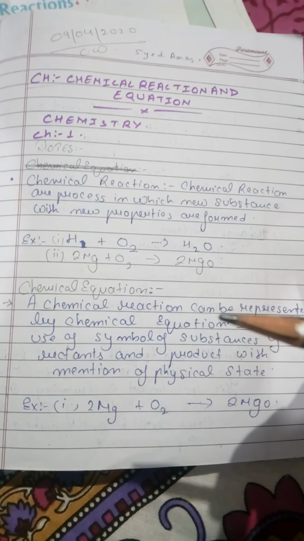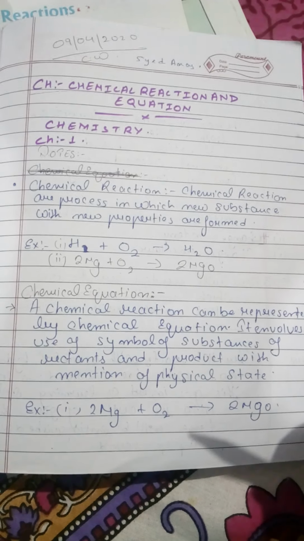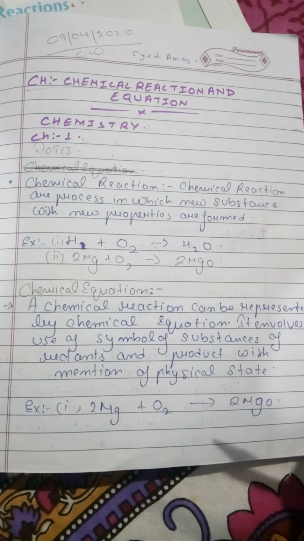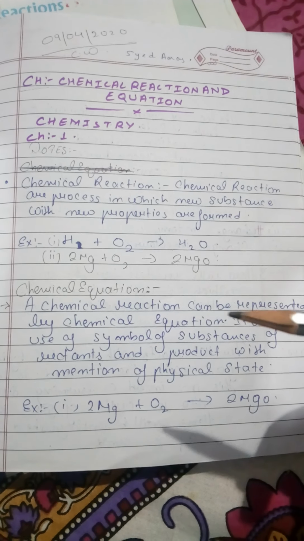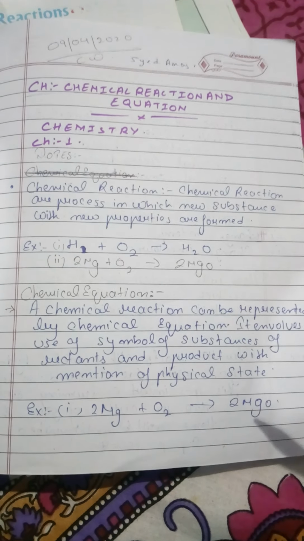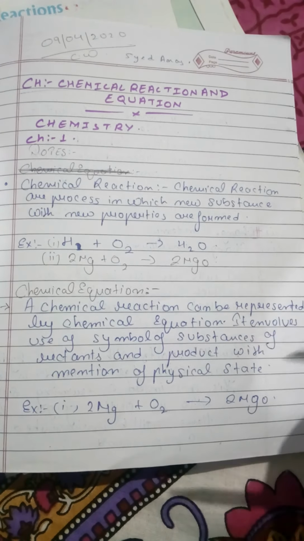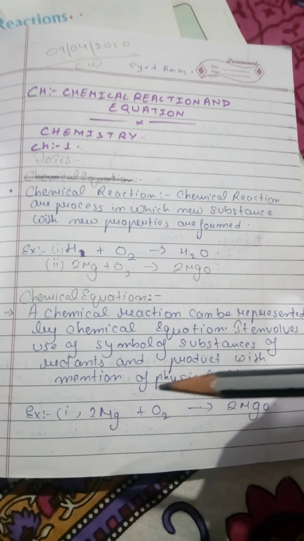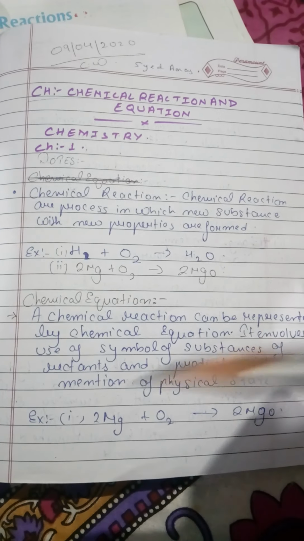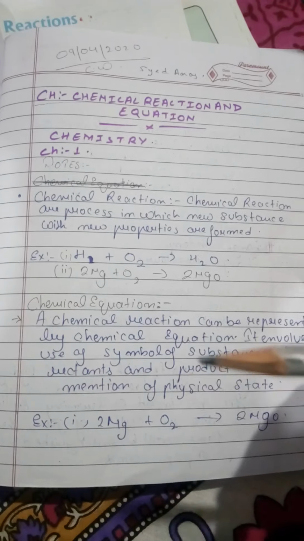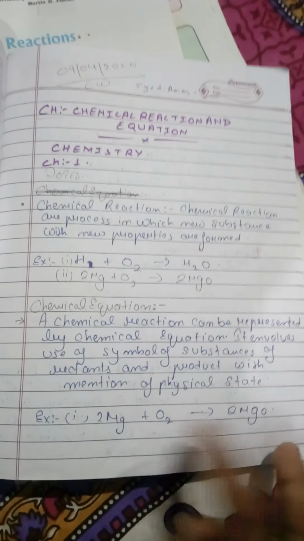What is a chemical equation? A chemical reaction can be represented by a chemical equation. It involves the use of symbols, substances of reactants and products, with mention of physical state. Example: 2Mg + O2 → 2MgO.